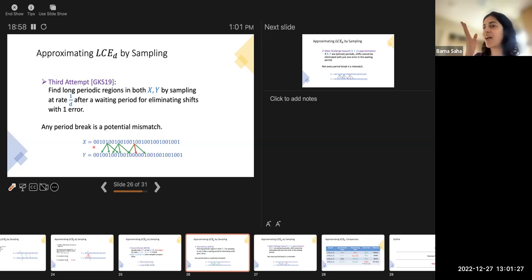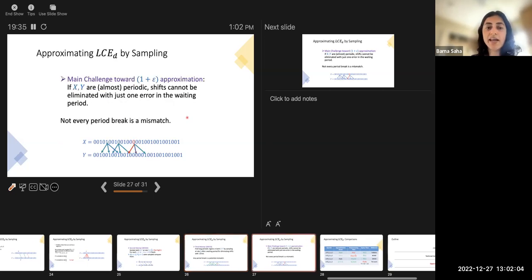So for all those shifts where there is at least one error, they can eliminate those diagonals. And for the other diagonals, in the waiting period, the two strings X and Y are matching exactly. Once they match in the waiting period and there are multiple shifts where they are matching, that implies the strings are periodic. So instead of trying every possible shift, which was a problem for our naive sampling method, they check for periodicity. And once the periodicity breaks, that means there is a potential mismatch. And that's how they can get a 1 over D sampling rate.